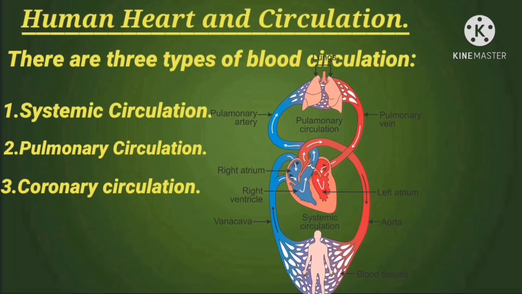Human heart and circulation. Human heart is made up of cells. Cell is the structural and functional unit of human being. This cell requires oxygen in order to function properly. This oxygen is supplied by blood circulation. There are three different types of blood circulation, that is systemic circulation, pulmonary circulation, and coronary circulation.